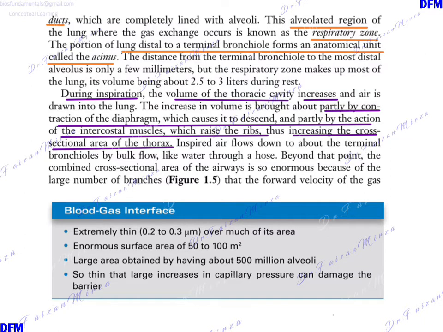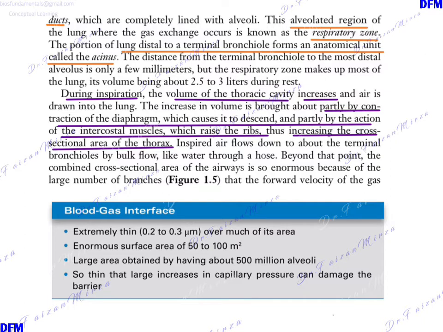The blood gas interface is extremely thin, only about 0.2 to 0.3 micrometers. There's an enormous surface area of about 50 to 100 meters squared. This large area is obtained by having about 500 million alveoli. It's because it's not just one unit, it is divided into 500 million alveoli in both lungs.